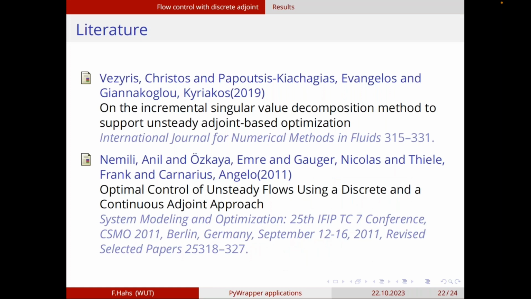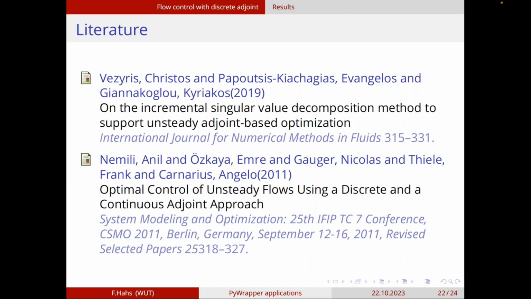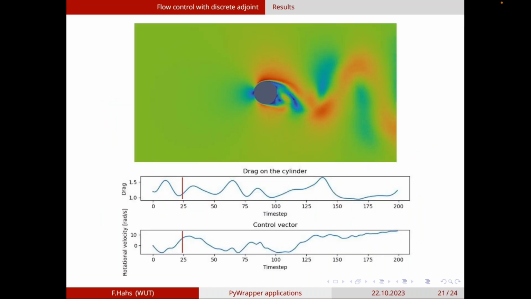So here's some literature, including an article by Professor Gauger. In the future, I plan to combine these for my final thesis. Actually, I plan on combining, especially the principal component analysis with the optimization of the drag on the cylinder problem with this one, to see how the accuracy of the model reduction impacts the sensitivity calculation.